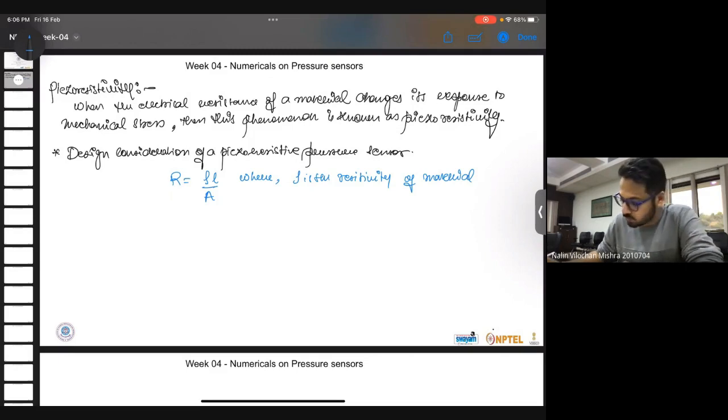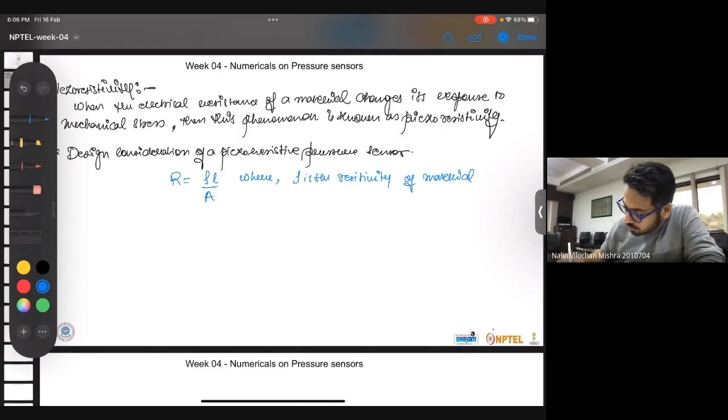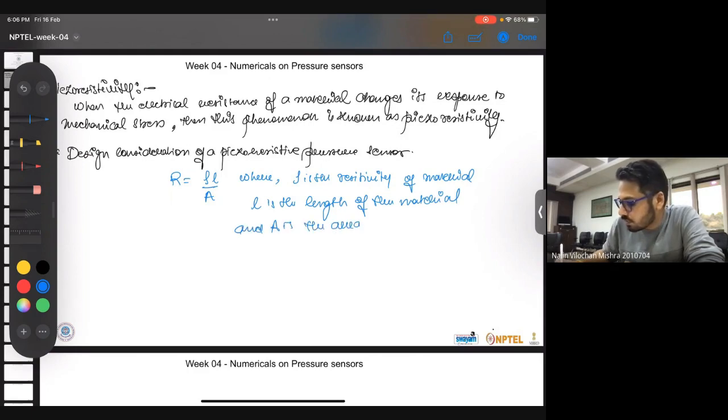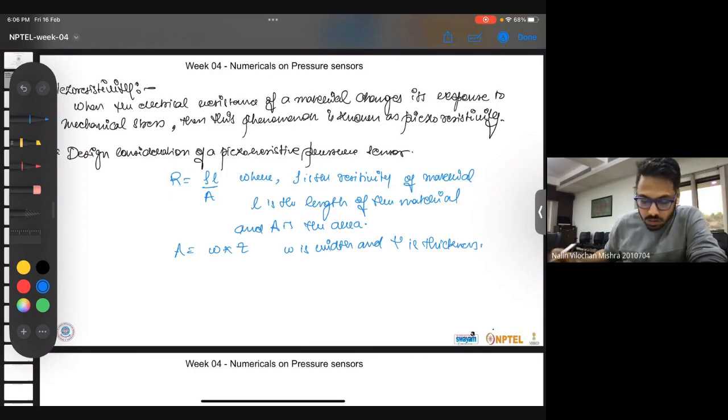Yeah, thanks. Okay. So as I was saying, rho is the resistivity of the material, L is the length of the material, and A is the area. And area can be rewritten as W times T, where W is width and T is thickness. Okay.